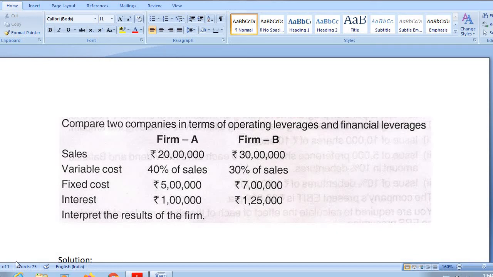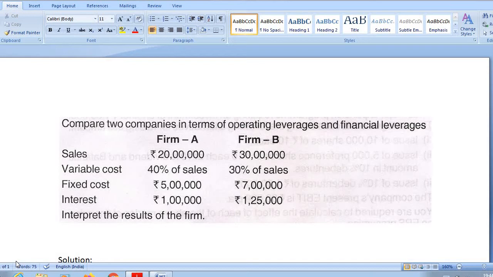Dear friends, in continuation of the previous videos, let us discuss one of the very important problems which was given in the May 2016 question paper on leverages. Compare two companies in terms of operating leverage and financial leverage. There are two firms, firm A and firm B. We need to compare the two firms in terms of operating and financial leverages.